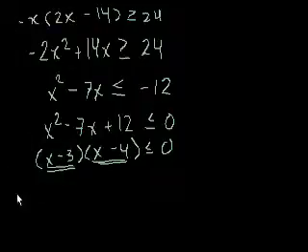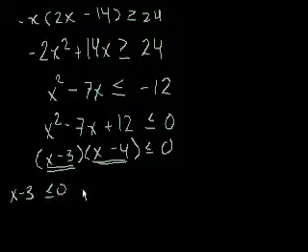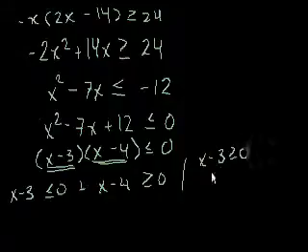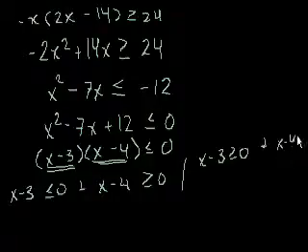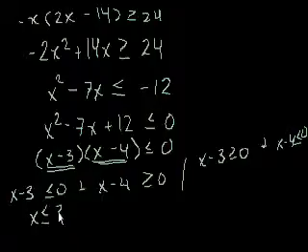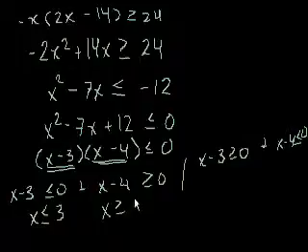So we know that either x minus 3 is less than or equal to 0, and x minus 4 is greater than or equal to 0. So that's one case. And the other case is x minus 3 is greater than or equal to 0, which means x minus 3 is positive, and x minus 4 is less than or equal to 0. So let's solve this, and hopefully it'll simplify more. So this just says x is less than or equal to 3. And this says x is greater than or equal to 4.